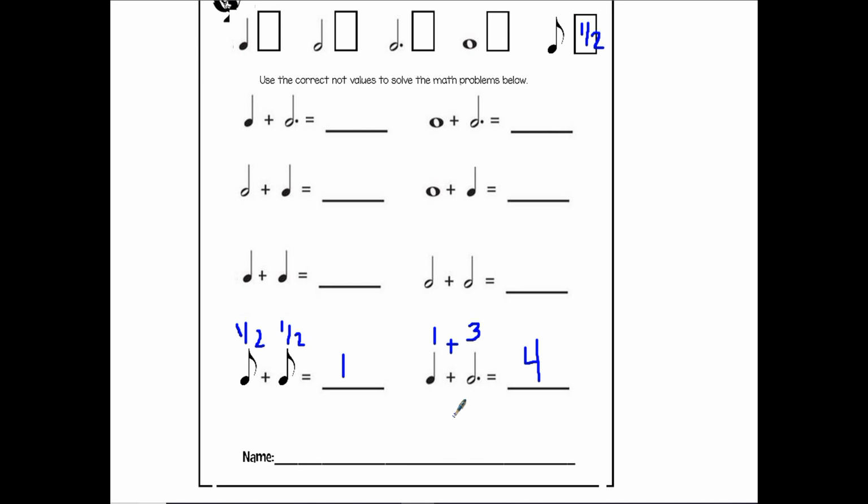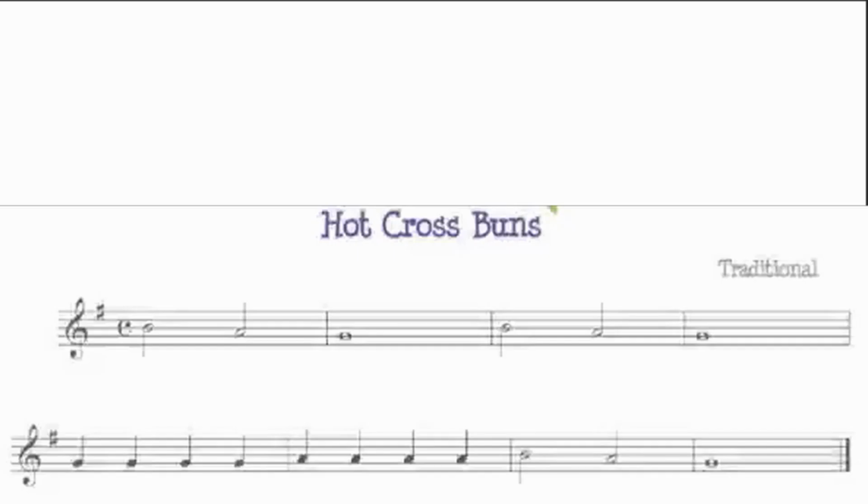So by now you should be experts on the quarter note, the half note, the dotted half note, the whole note, and the 8th note. And I know you already know this, but just as a reminder, there are rests to go along with each one of these durations. And we will be talking about that pretty soon.